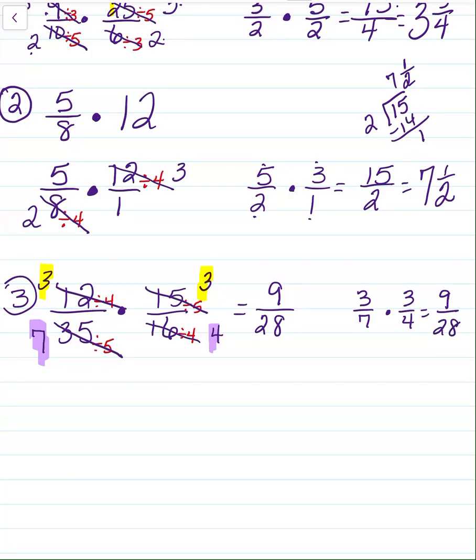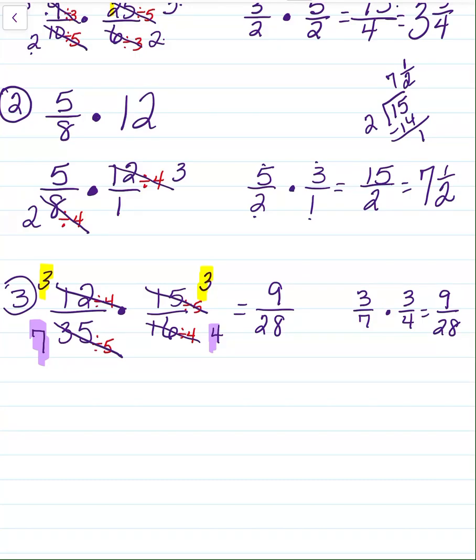All right, and we think, can we simplify 9/28? Is there a value that can go into 9 and 28? So 2, no. 3 can go into 9, but it can't go into 28. 4 can go into 28, but it can't go into 9. 5, 6, 7 can go into 28, but not 9. So it's simplified. So our answer is 9/28. Simplifying before we did our multiplication made it much easier than if we had waited until the end to simplify. So that's why I really suggest that you simplify before.